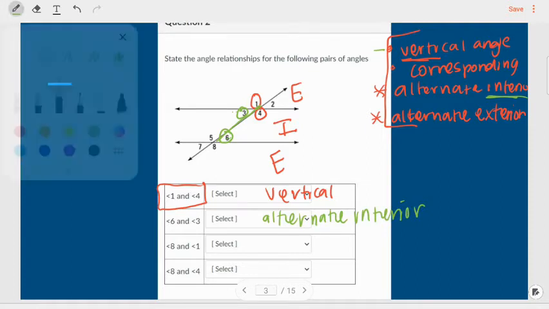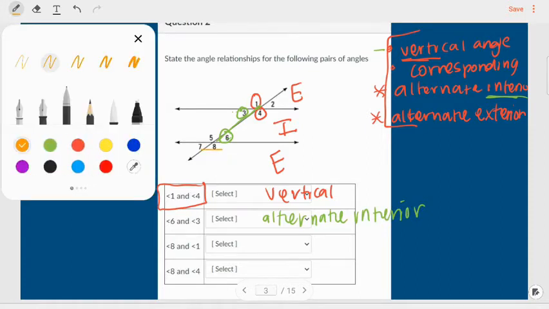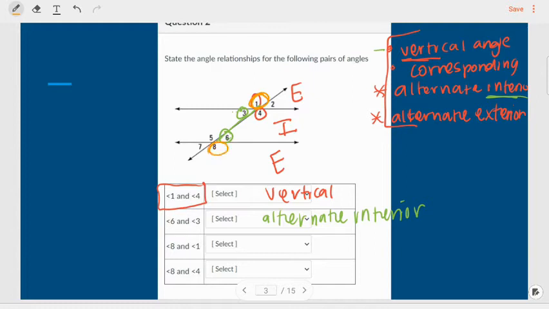1 and 8, different color. Here's 1, here's 8. And this time I notice they still don't share a vertex. They're not in the same position, but they're both on the exterior, and they're on opposite sides of this single line. So this is alternate exterior.